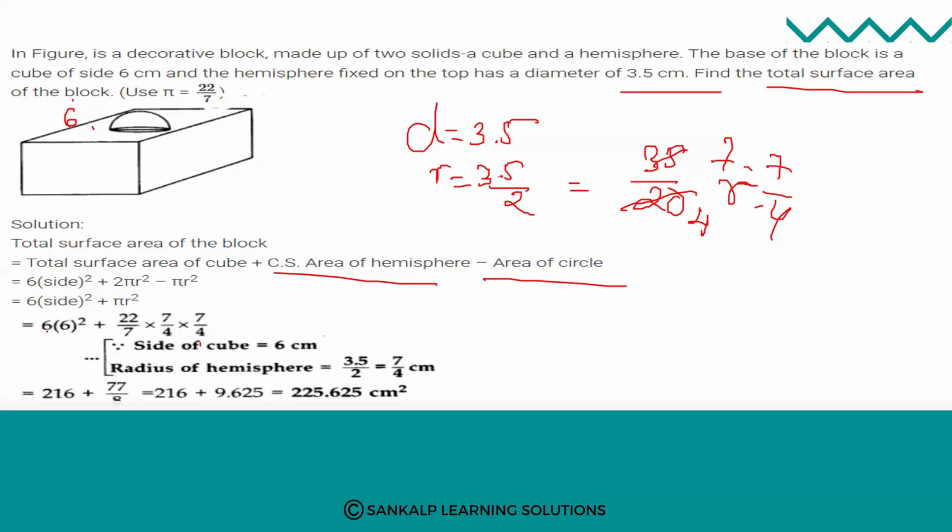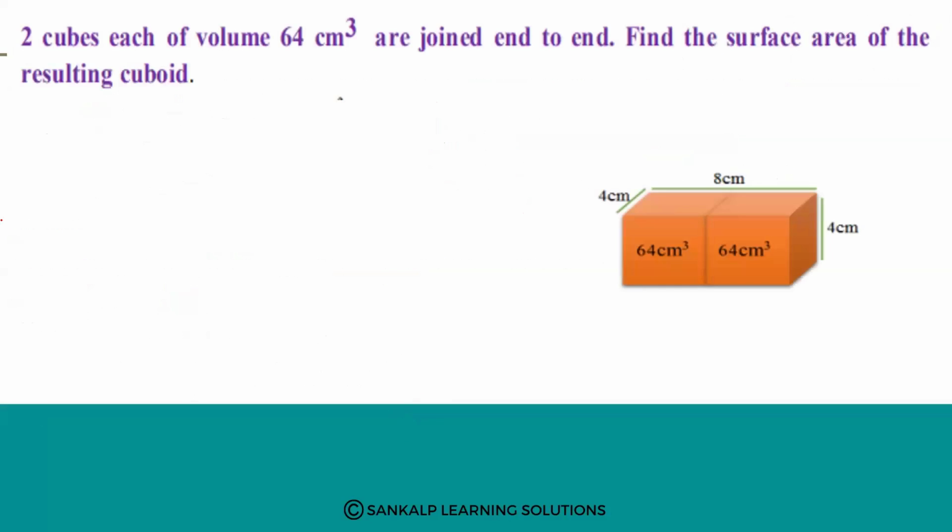6 square is 36. 36 into 6, that is 216, plus 77 divided by 8. 7 and 7 will get cancelled. 22 into 7. 4 ones are 4. 2 11s are 22. 4 2s are 8. 11 into 7, that is 77. So 216 plus 77 divided by 8 is 9.625. So 216 plus 9.625 is 225.625 centimeters.